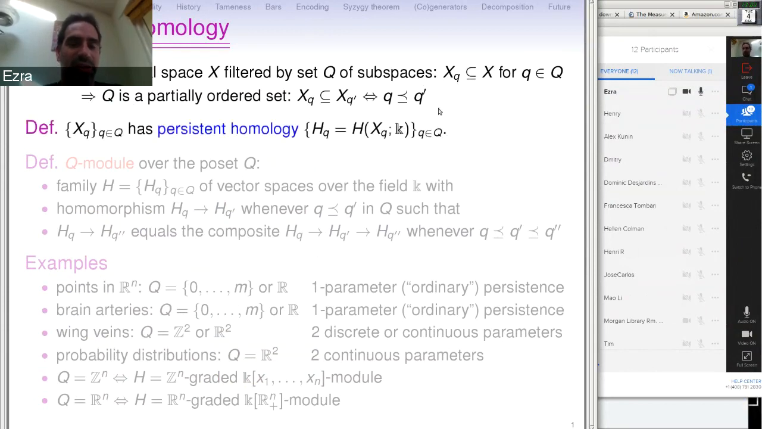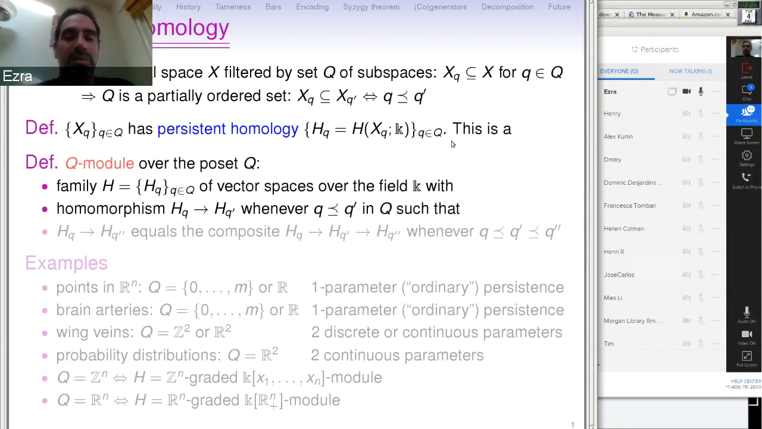And we say that this collection of subspaces has persistent homology, and that's a collection of vector spaces, H sub q, indexed by q in Q, and it's just the homology of X_q with coefficients in K. Now, I'm going to assume that you've seen homology before, and not really care for the most part that you've seen it, because what's really important is that we have a collection of vector spaces indexed by this partially ordered set Q. That's really all that's important for the moment.